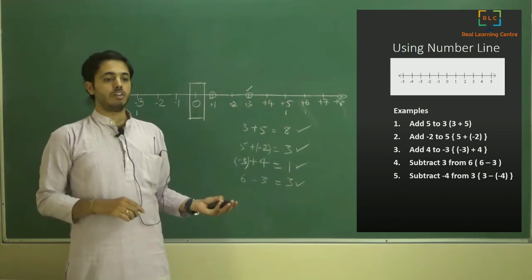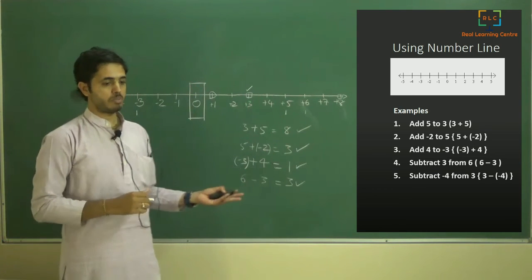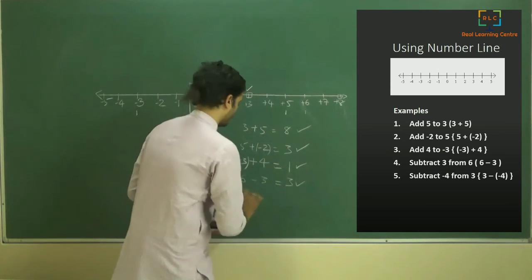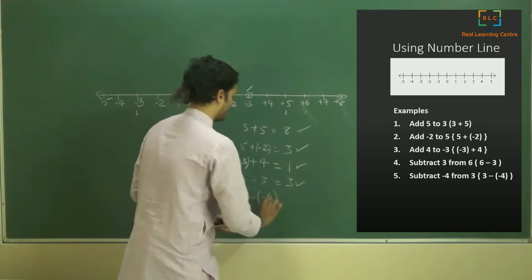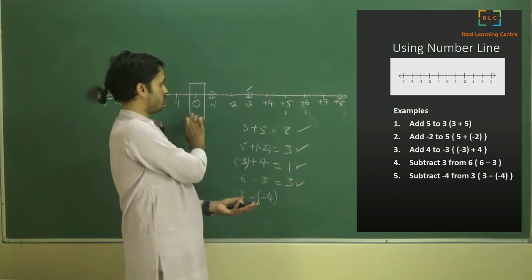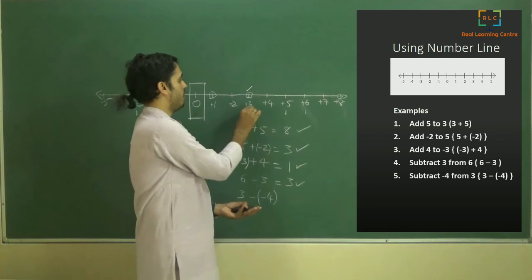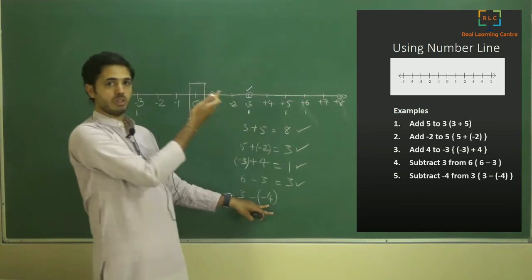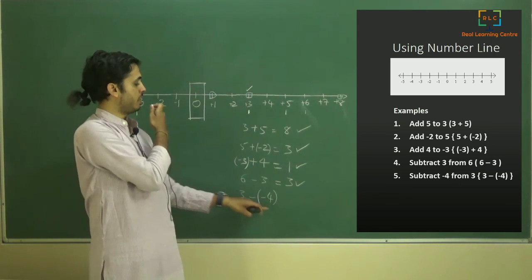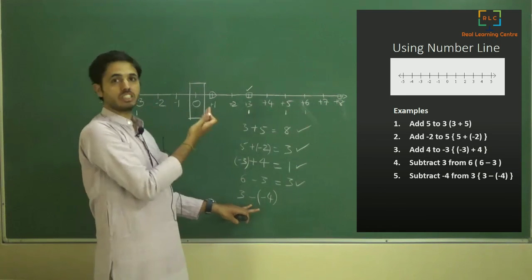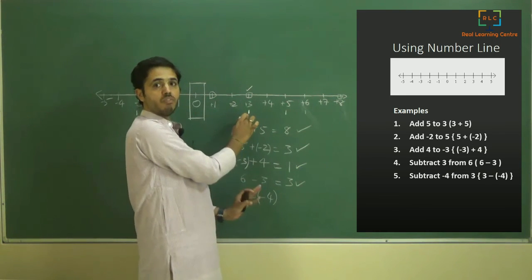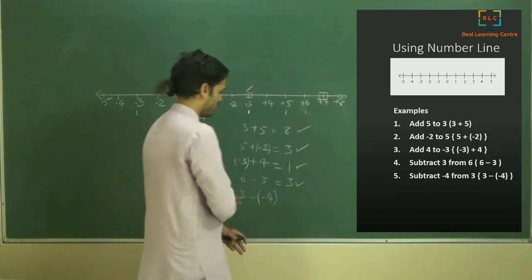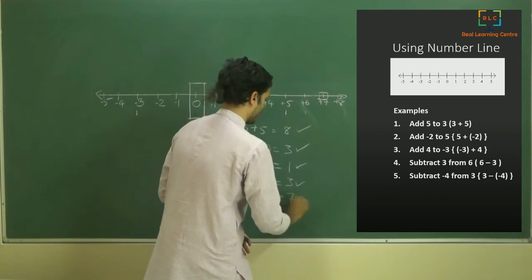Now a last example of subtraction. Subtract minus 4 from 3. Start with 3 from 0. 3 is a positive number, so move 3 units towards your right. 1, 2, 3. I am at plus 3. Now minus 4. Minus indicates left. You have to move towards your left. But since it is subtraction, reverse the direction. Start from 3 and move 4 units towards your right. 1, 2, 3, 4. So 3 minus minus 4 is equal to 7.